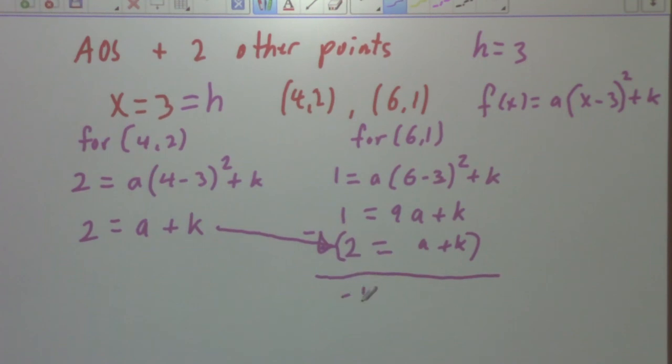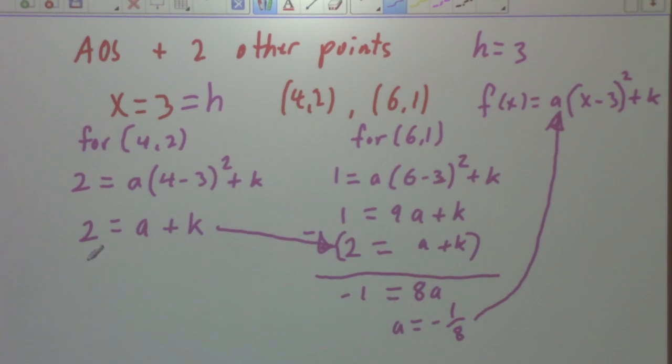Negative 1. And what's 9a minus a? 8a. And so now can we solve for a? Yes. And so if we divide by 8, we get a is equal to negative 1/8. Okay, so we already know what this part of our equation is going to be, right? Now, have we solved for k yet? Not yet. But let's go ahead and solve for this.